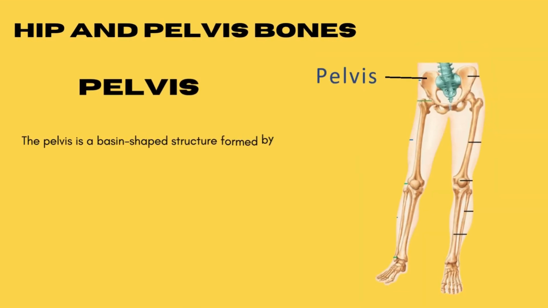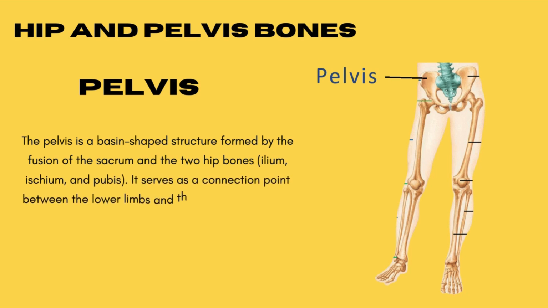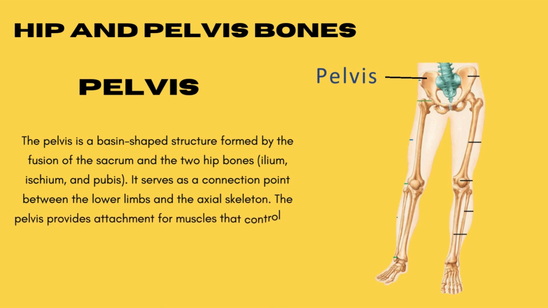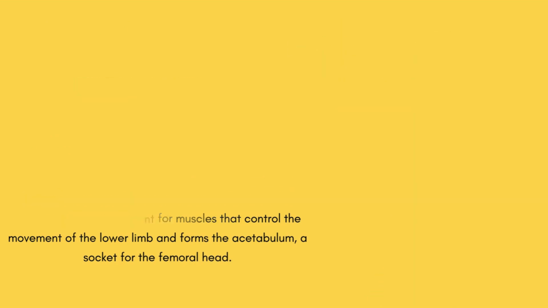The pelvis is a basin-shaped structure formed by the fusion of the sacrum and the two hip bones: ilium, ischium, and pubis. It serves as a connection point between the lower limbs and the axial skeleton. The pelvis provides attachment for muscles that control the movement of the lower limb and forms the acetabulum, a socket for the femoral head.